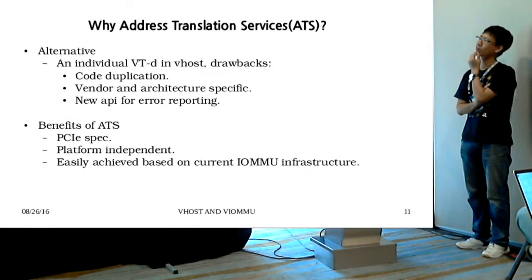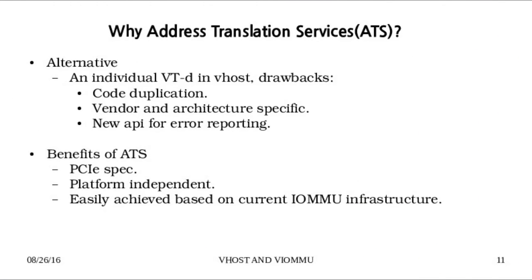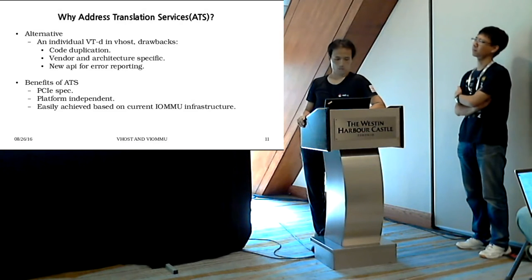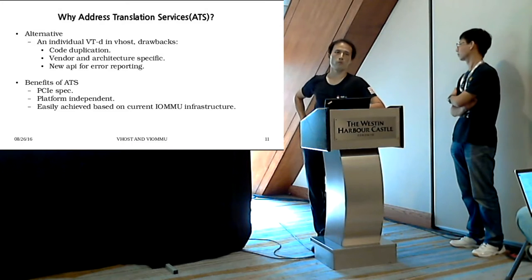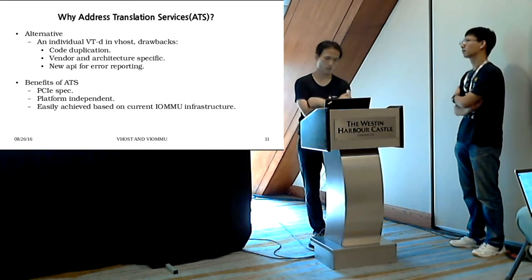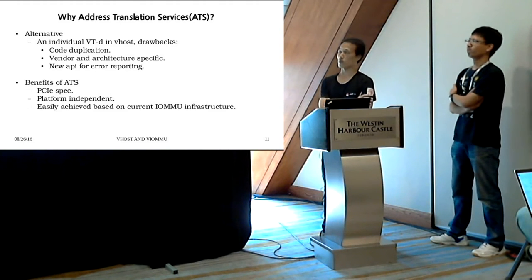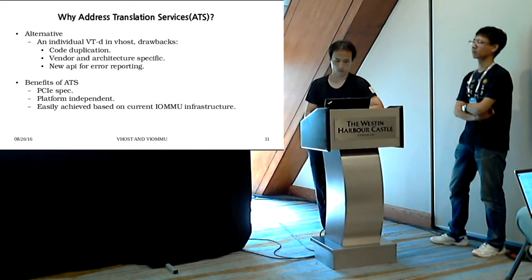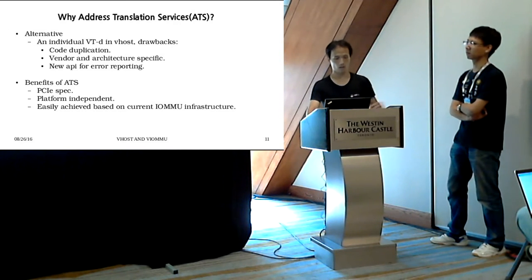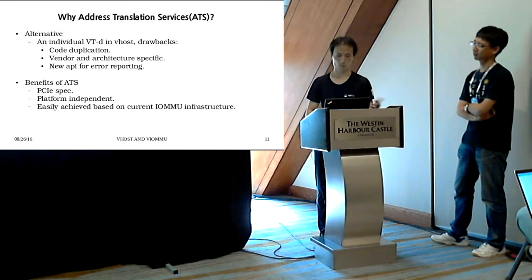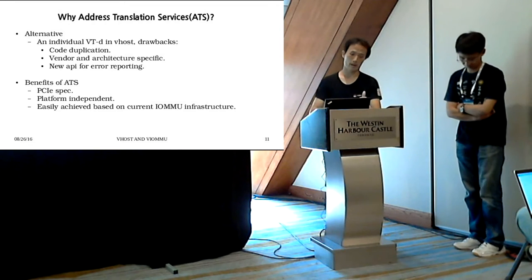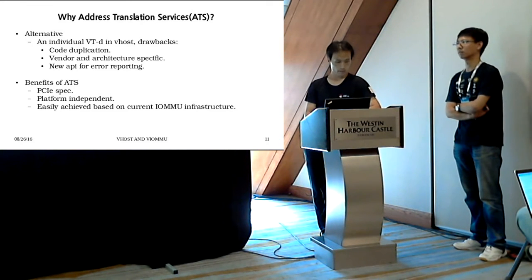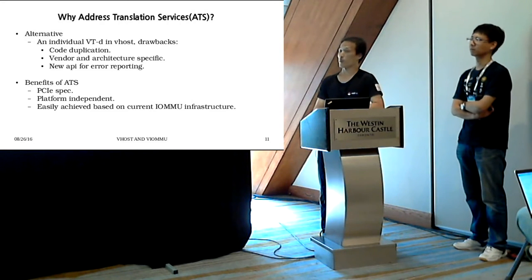Actually, we did consider other alternatives before choosing ATS, such as implementing an individual IOMMU in vHost. But the downside is unacceptable, such as it would involve a lot of code duplication with the current QEMU design. And we should pay more attention to vendor and architecture-specific issues, such as different CPUs, different architectures from Intel, Power, whatever. And we should also take care of the new API for error reporting. On the other side, the benefit of ATS is quite remarkable because it comes from the PCIe spec and has a very nice platform-independent character. And more importantly, we can easily achieve this based on the current IOMMU infrastructure.